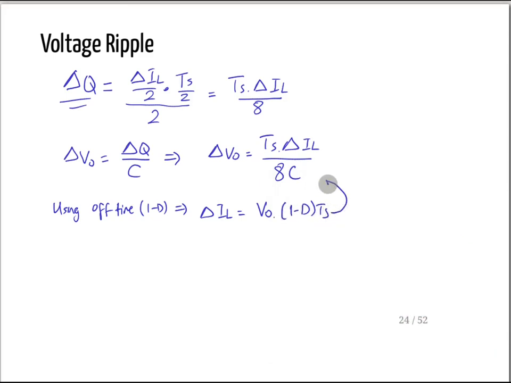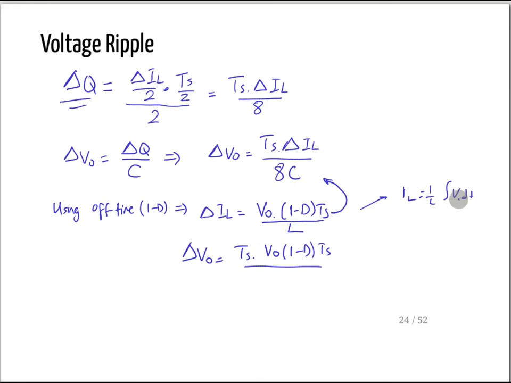So that can now be put into this equation. Delta Vo is equal to Ts times Vo (1 minus D) Ts divided by, sorry, there needs to be an inductance here. That is coming from the fact that IL is equal to 1 over L integral of VL dt, and you can just write that equation. There needs to be an L, and it becomes 8LC.